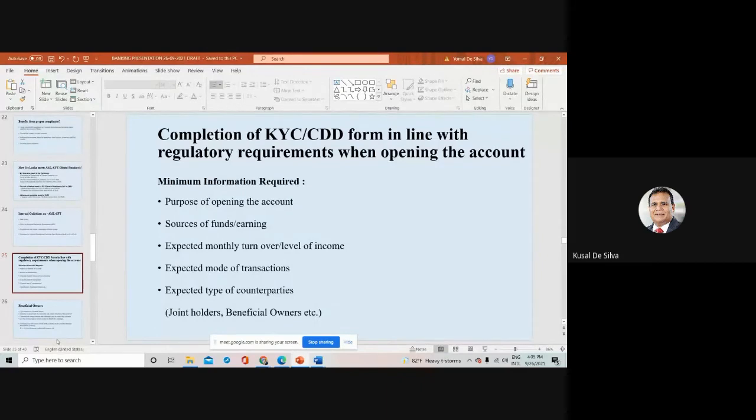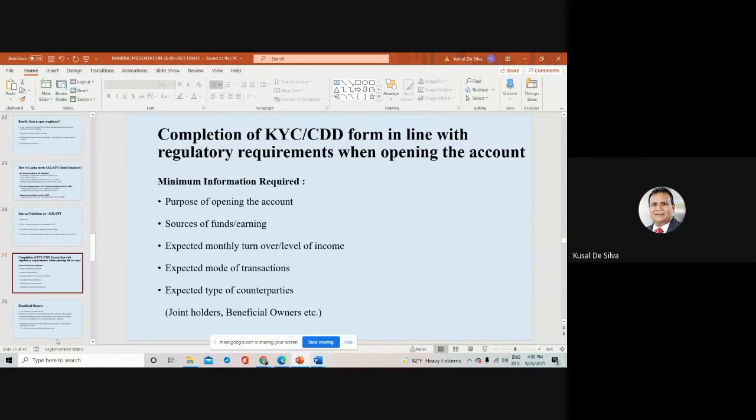account from the customer. Then source of funds. It's very important. You need to know whether you are a salaried employee, whether you are self-employed, whether you have income from your shares, whether you have income from FDs. So how you are earning your living, basically that you need to know. Then only you can profile the customer.